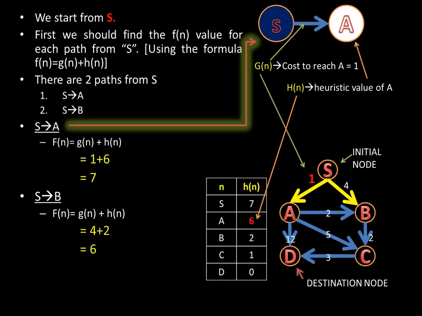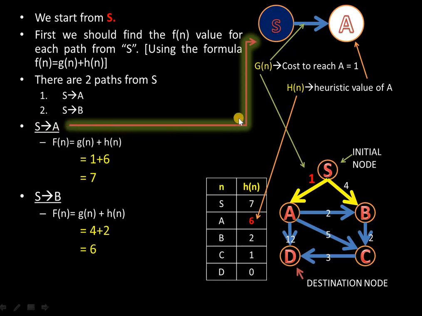So we are starting from S, and we would find the f of n value for each path from S at first. Using the formula f of n is equal to g of n plus h of n, we are going to do this. And there are two paths starting from S, that is S to A and S to B. So I'm taking the first one, that is S to A.